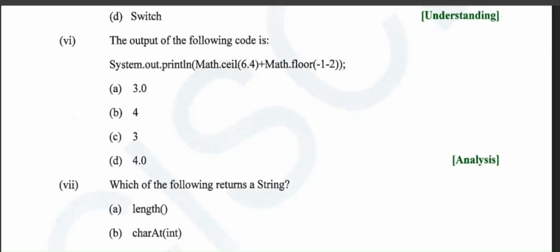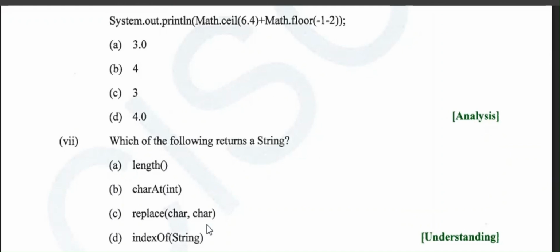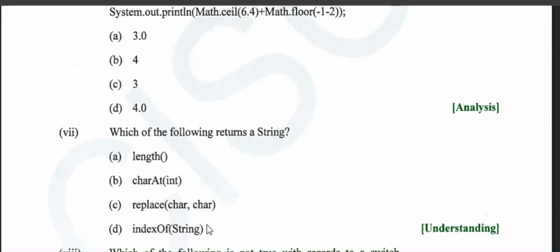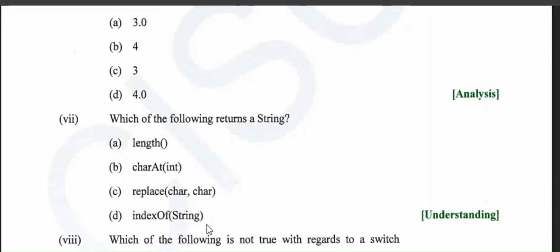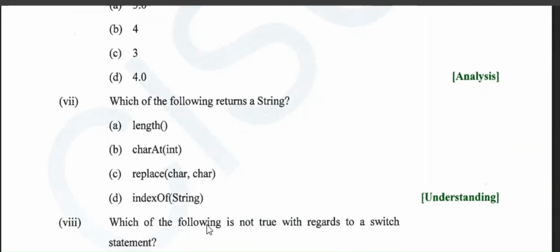Now you can solve any problem on math.ceil and math.floor. Now move on to question 7. Which of the following returns a string? Length. Char at. Replace. Index of. The answer is replace. Length returns an integer. Char at returns a character and index of returns an integer.